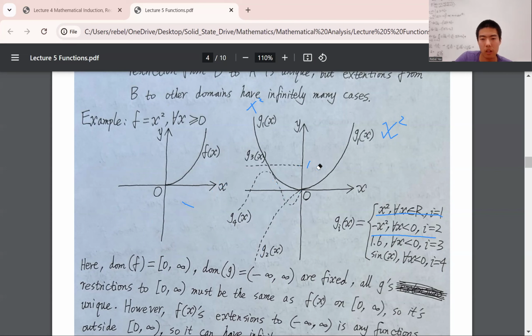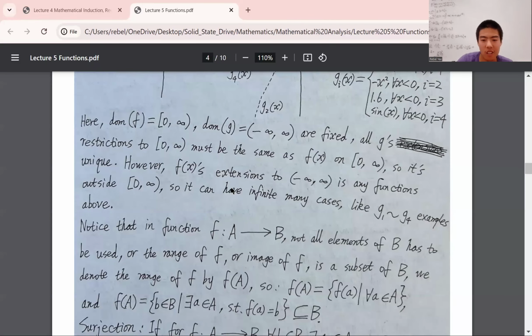And yeah, if you have interest in this set, you can look at how the word says here. So with domains 0 to infinity, and the domain of G is more, and G's restriction must be the same as F, so it's unique. But because G is already defined as F's extension, there are many cases like those four.